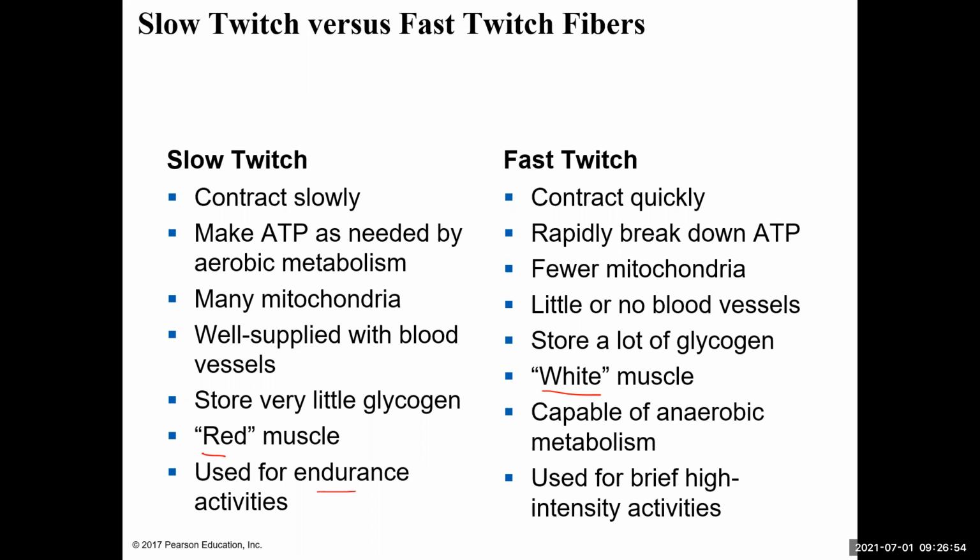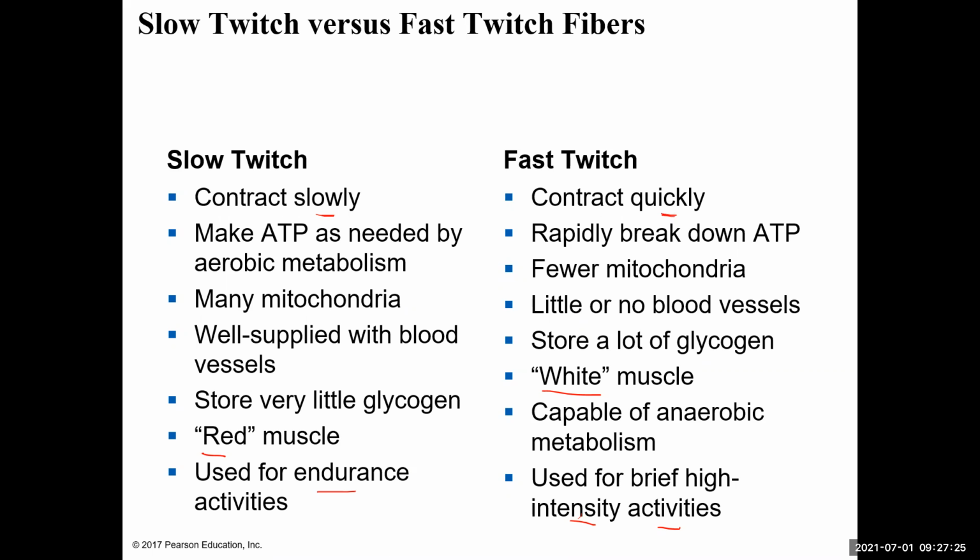So if you're a marathon runner, you've probably been training for that marathon, and so you're increasing the capability of your slow twitch fibers. Now, if you are a sprinter, you have been training your fast twitch fibers, right? And so the names come from how fast they contract. So slow twitch is slow, fast twitch is fast contractions.